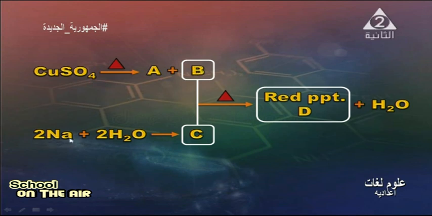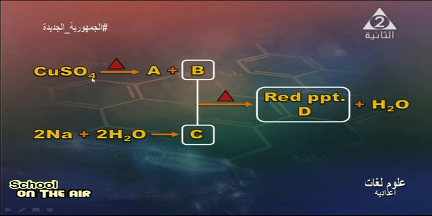In this reaction, sodium will react with water to give a gas, hydrogen. When hydrogen passes through copper oxide, a reduction and oxidation reaction will occur to give a red precipitate. Symbol D is copper, and water.